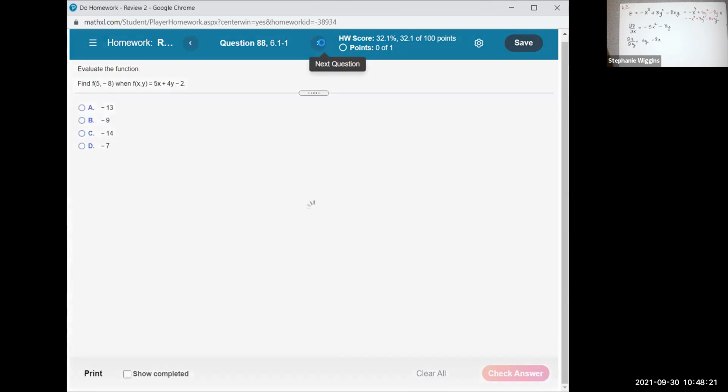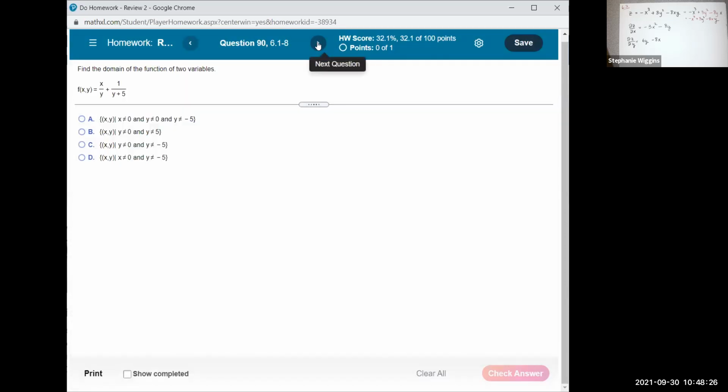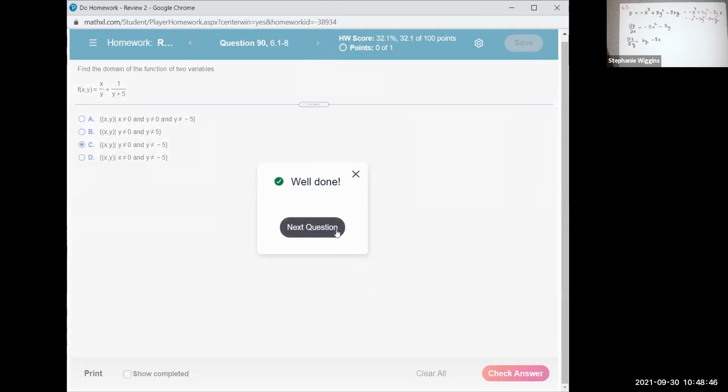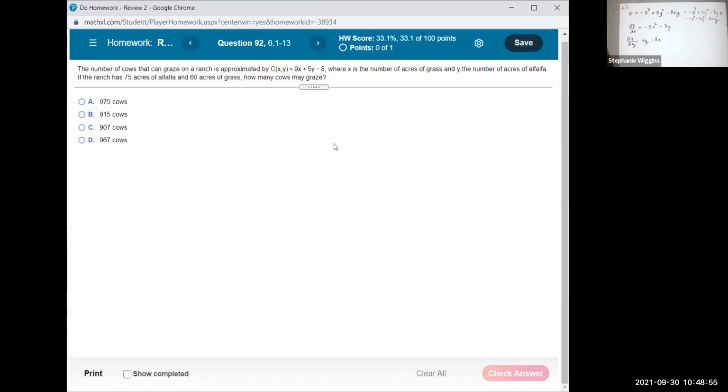Here's the same thing, just multiple choice. When you have two variables, again, it's really just the same as one variable. You set the denominators not equal to 0. So this would mean y is not equal to 0 and y is not equal to -5. So C is the correct choice. There you just set x minus 8.